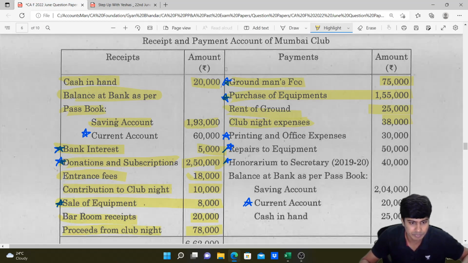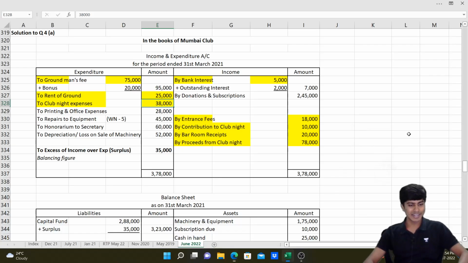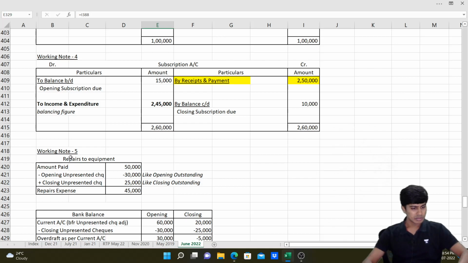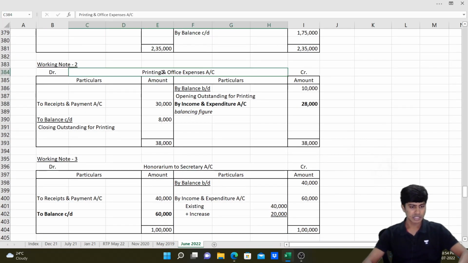Then we have printing and office expenses 30,000. So we have adjustment. I hope you remember. So printing and office expenses is there, but this is an item with adjustment. So I'll do a separate adjustment. Have a look. Printing and office expenses.